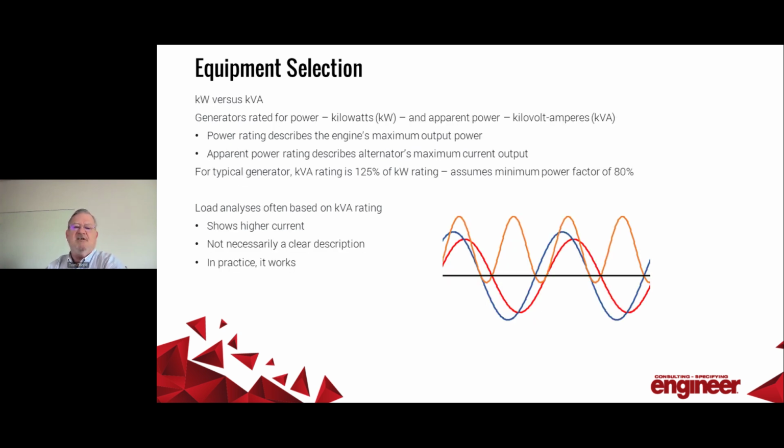Some registrants asked us to discuss kilowatts and kilovolt amperes. Kilowatt is a measure of power, and kilovolt ampere is a measure of what's called apparent power, and that's a surrogate measurement for current. Generators are rated in power, kilowatts or kW, and apparent power, kilovolt amps or kVA. The power rating tells how much energy the generator can deliver, and it's largely based on the engine's ability to deliver energy. Apparent power describes the alternator's maximum current, and it's based on how much copper is in the unit.